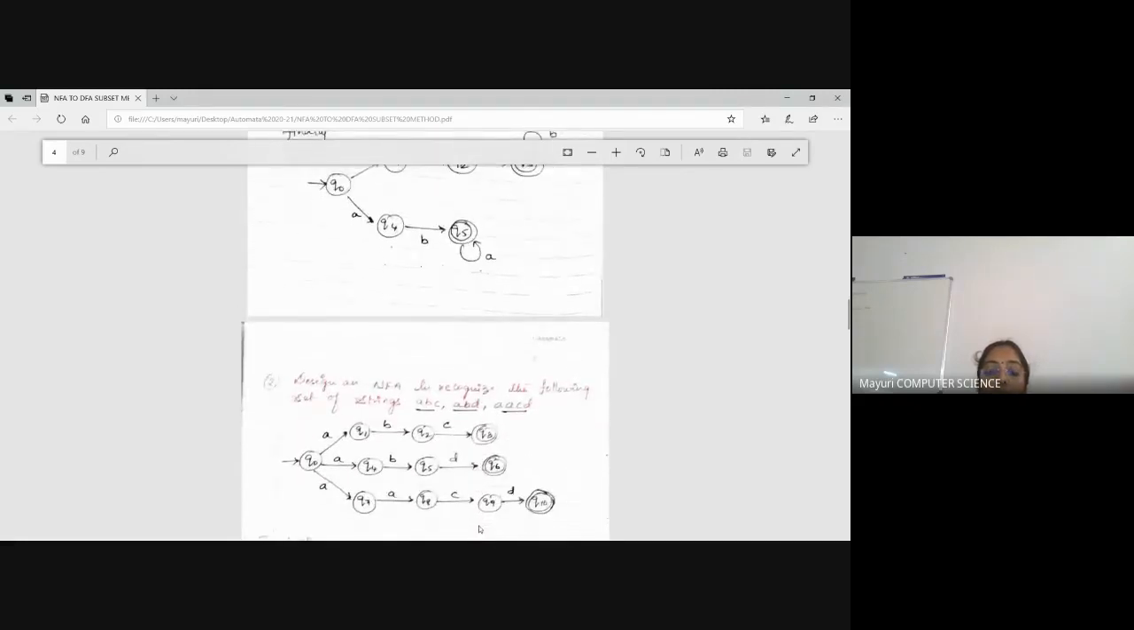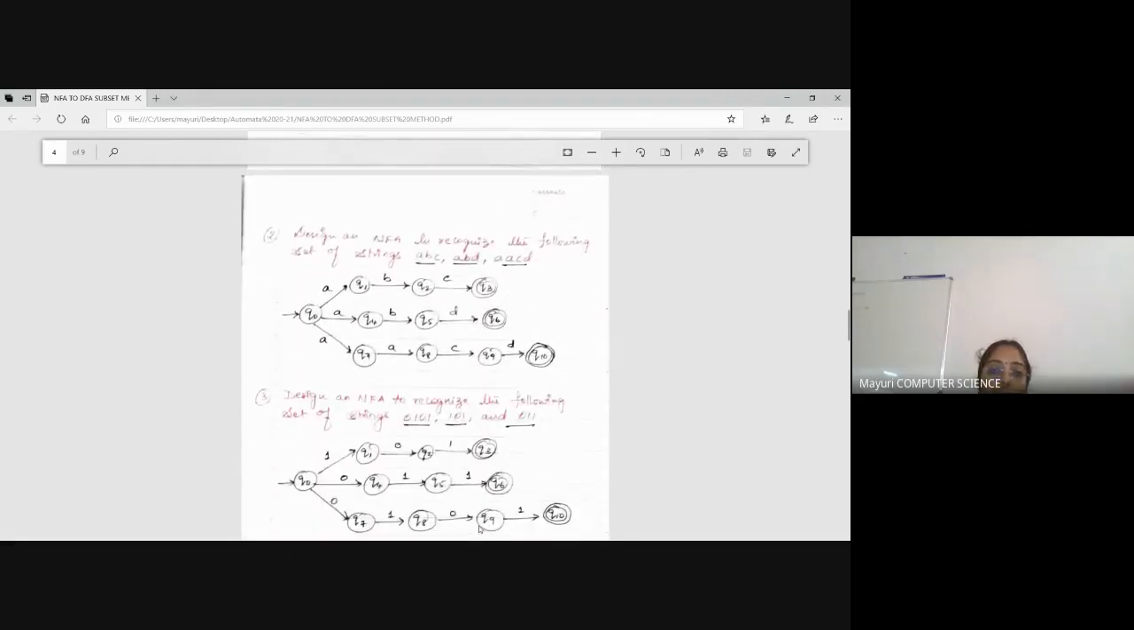Okay. So I think your doubt will be clarified for the next two problems. So design an NFA to recognize the following set of strings: ABC, ABD, AACD. Actually, only first A itself common in all. Remaining and all differs. So make sure that on A it goes to three different pathways: ABC, ABD, AACD.